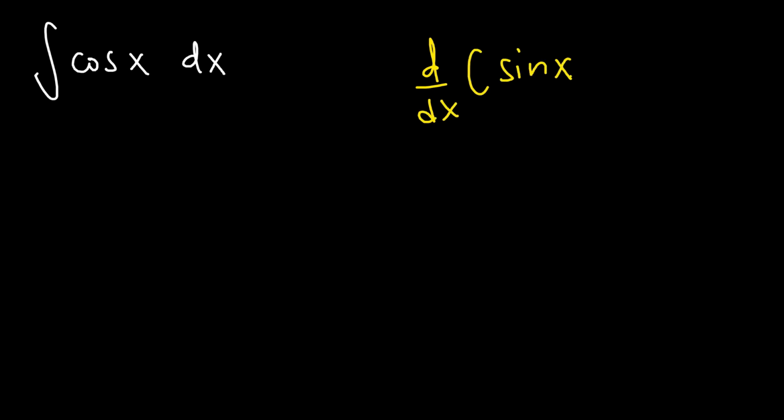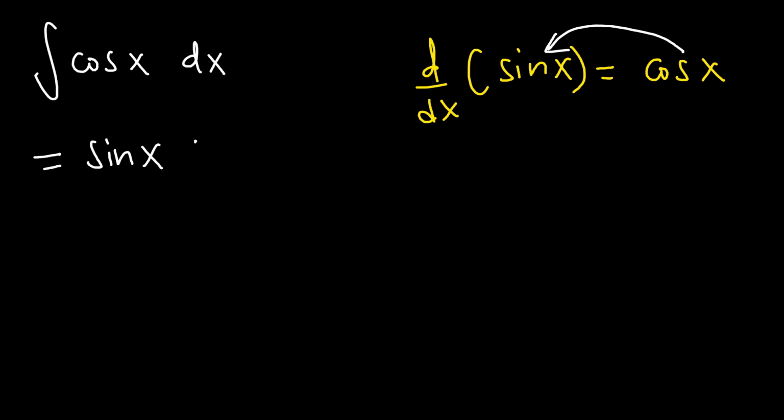Now let's look at the integration of trigonometric functions. Let's say we have the integral of cosine x dx. Now if you take the derivative of the sine of x, this will be equal to cosine x. And if you remember, we said that integration is the opposite of differentiation. So if you integrate cosine x, you should get sine x. Therefore, this will be equal to sine x plus c.